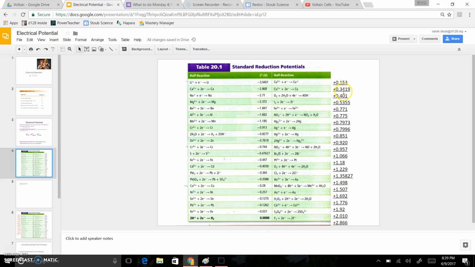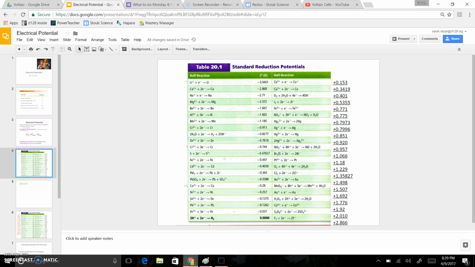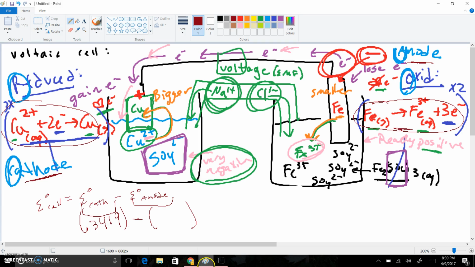So we want to use the reduction potential 0.3419. So put that in here, 0.3419 minus, now I need my anode number. That means I'm trying to find my iron one. My iron one is way at the bottom on the left, just above hydrogen. I can see my reduction potential for that is a negative 0.037. Negative 0.037. I'm going to stop right here.